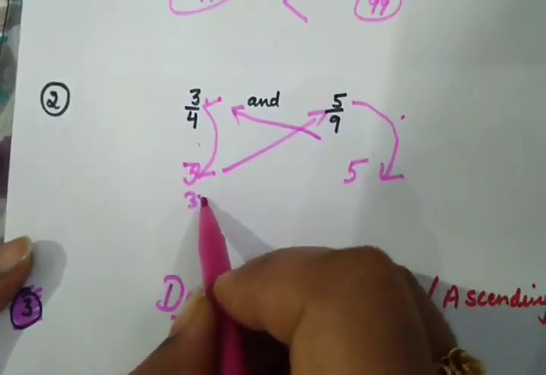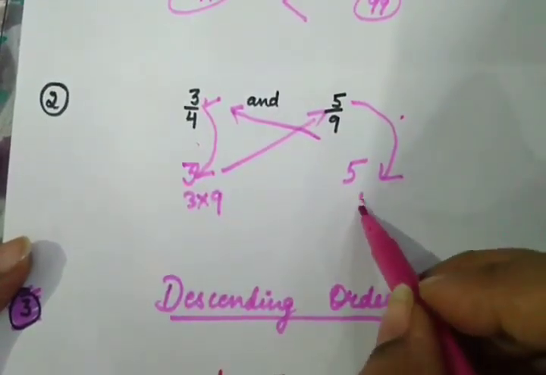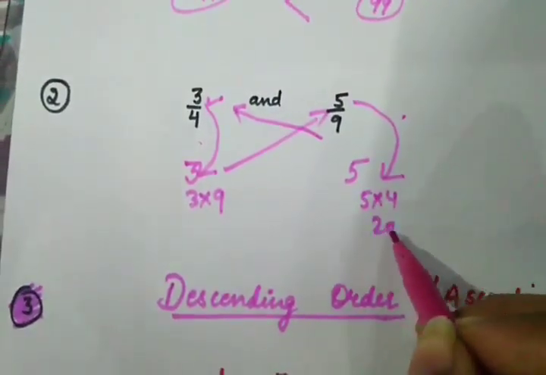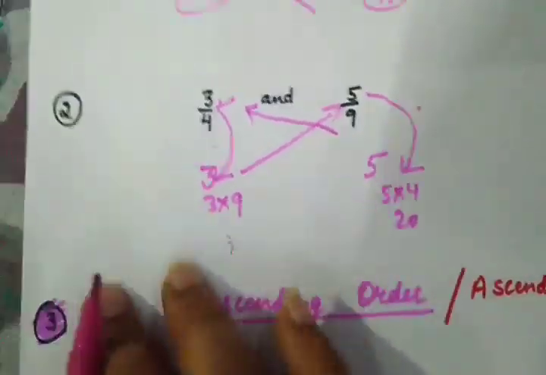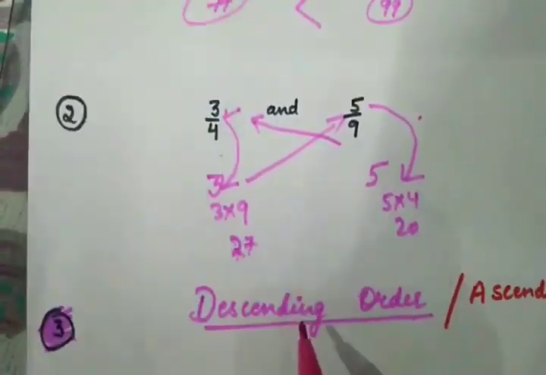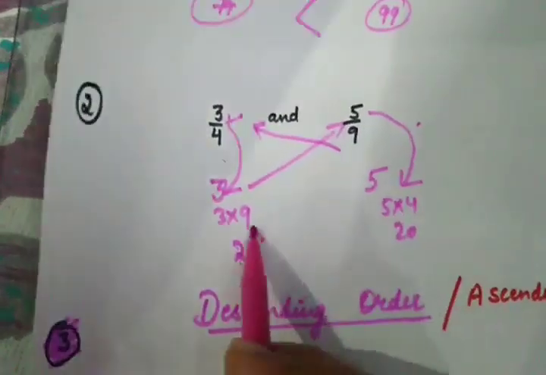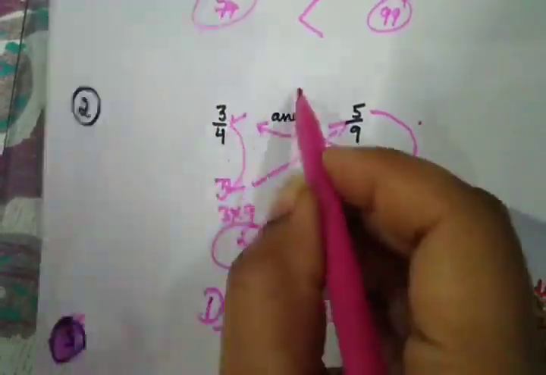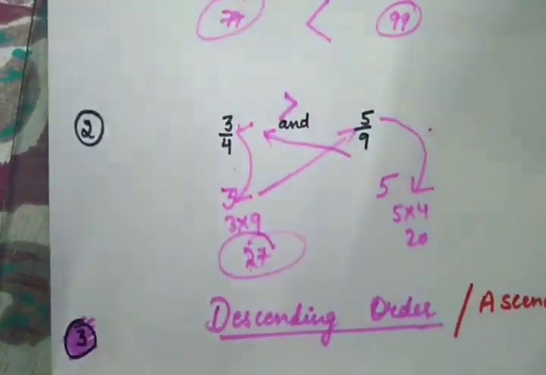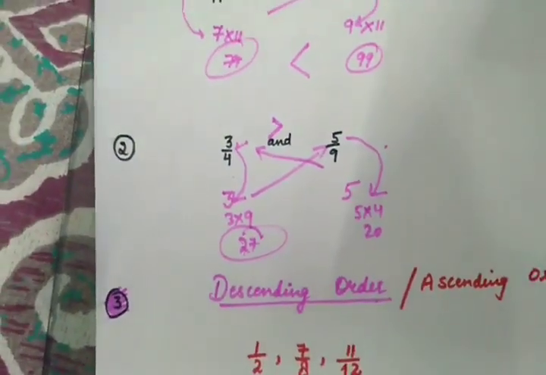So 9 will go with 3 and 4 will go with 5. Here the result is 20. Here the result is 27. You can clearly see which side is bigger. This side. So 3 by 4 is bigger than 5 upon 9. This is how you have to solve.